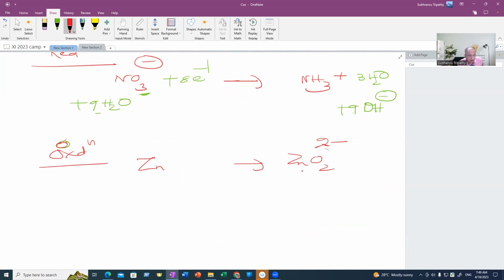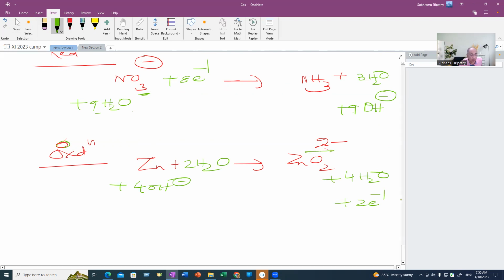देन ऑक्सीजन एक्सेस, तो क्या करना पड़ेगा, पहले 2 वाटर हमको डालना होगा लेफ्ट साइड में, देन हाइड्रोजन 4, सो 4 OH माइनस, इमीडिएटली 4 वाटर, देन इक्वलाइजेशन ऑफ चार्ज, -2 इधर, इधर -4, so 2 electron has to be added in right side. Oxidation is the loss of electron, so -2 -2 -4, and here -4, the charge is equal.